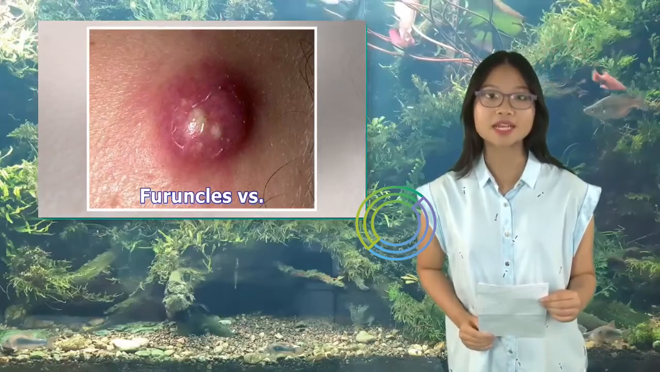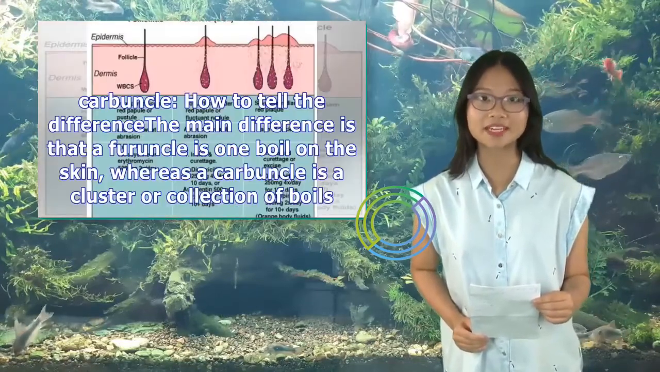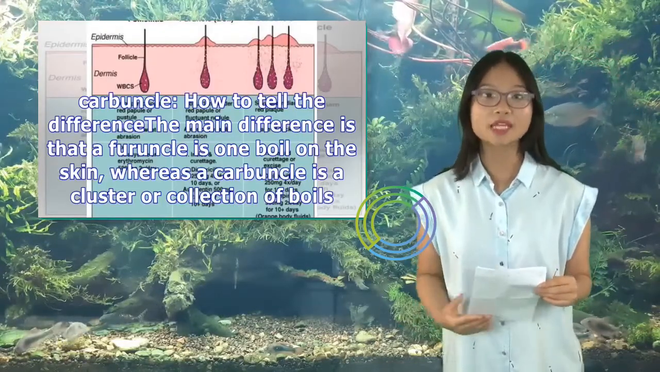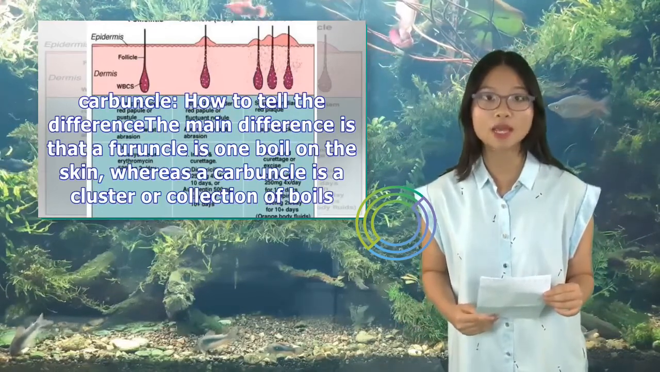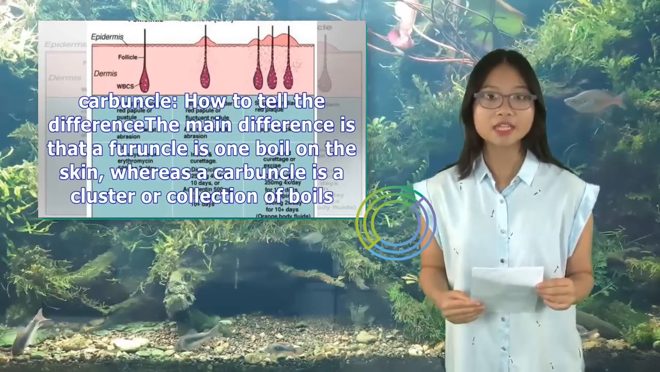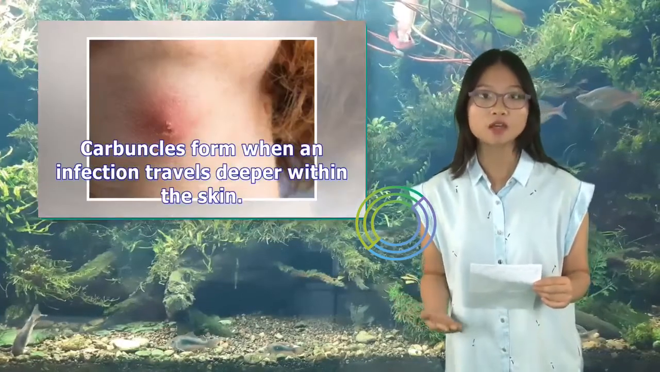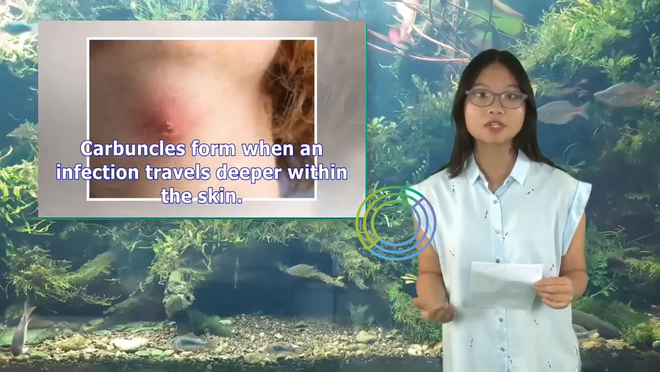Furuncles versus carbuncle. How to tell the difference? The main difference is that a furuncle is one boil on the skin, whereas a carbuncle is a cluster or collection of boils. Carbuncles form when an infection travels deeper within the skin.